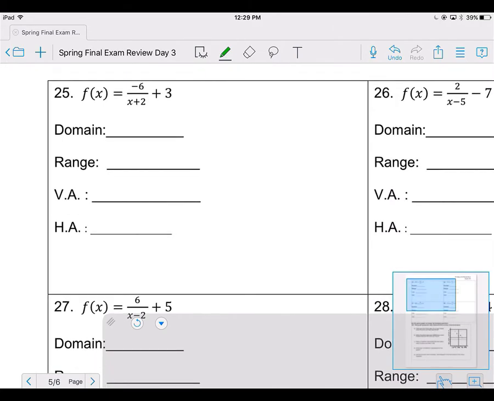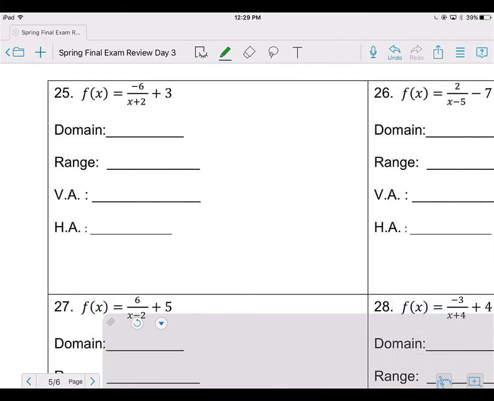These are just asking me for vertical, horizontal, domain, and range. So vertical, again, is the opposite of whatever is right next to x, and domain is not that. Horizontal is whatever follows. Range is not that.